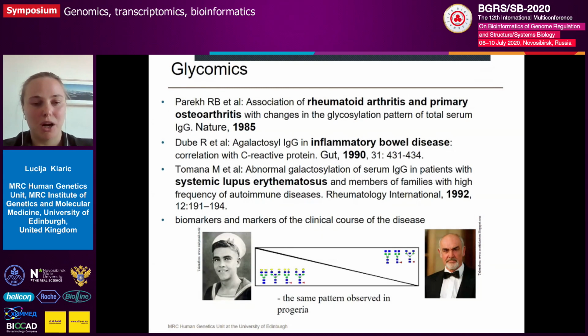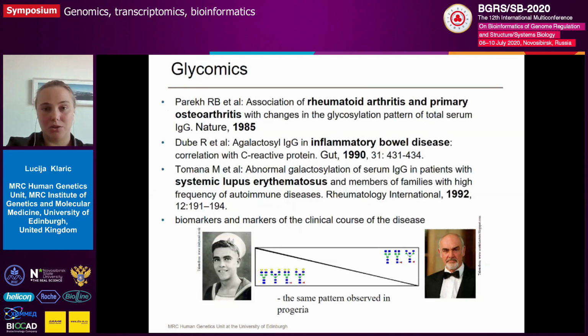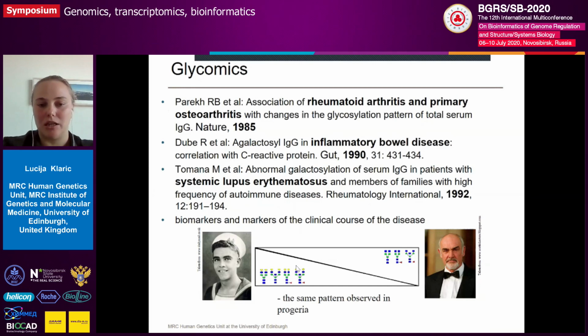And glycans were not only biomarkers of these diseases, they are also markers of the clinical courses. And it's not only diseases where the glycans are changed. We also have here the example of Sean Connery, and when he was young, he had a lot of glycans with these yellow circles on the top. We call them galactoses. So we have many galactoses when we are young, but as we age, they start to reduce in numbers, and the glycan structures without galactoses increase. Interestingly, the same pattern is observed in progeria, which is a disease of early aging.